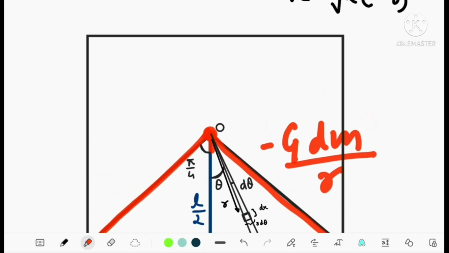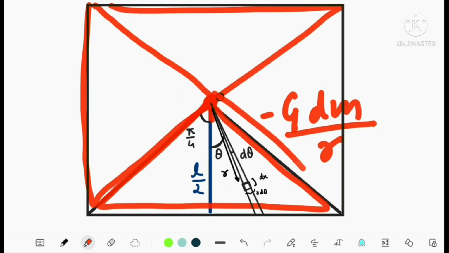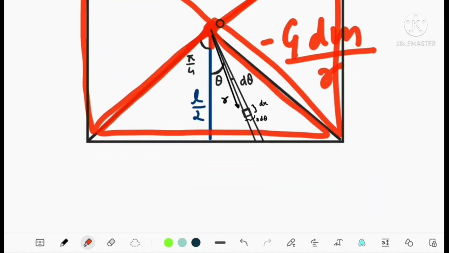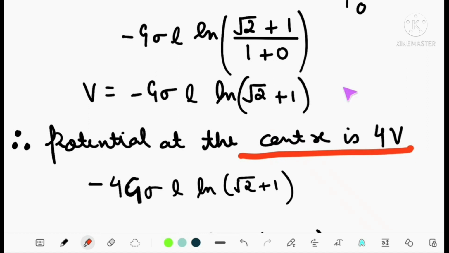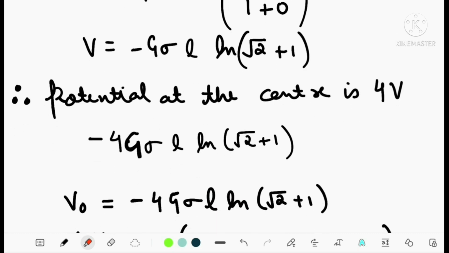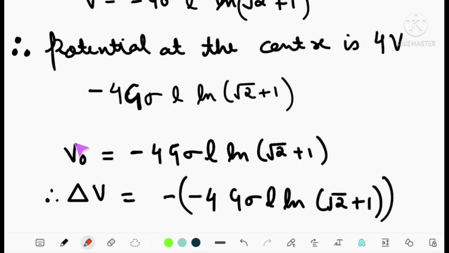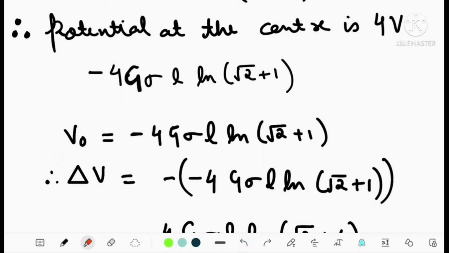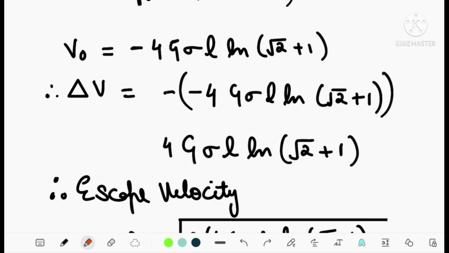So similarly, the potential of this triangle at point O will also be equal to that V term, and for this one also the same, and for this one also the same potential at this point. So potential at the center of this square will be equal to 4 times the potential due to each triangle. So it will be equal to minus 4 G sigma L ln of root 2 plus 1. So this is equal to V naught only. And delta V will be equal to minus of minus V naught, so it will be equal to 4 G sigma L ln of root 2 plus 1.